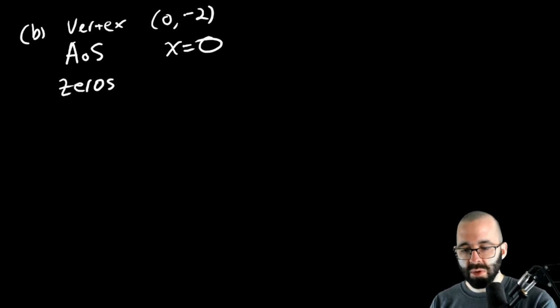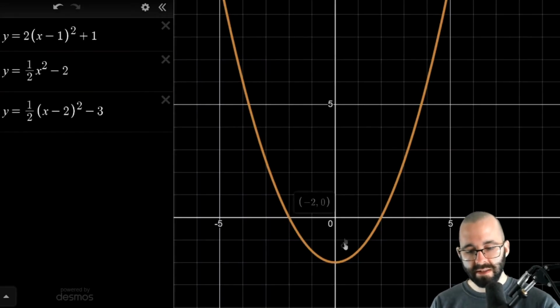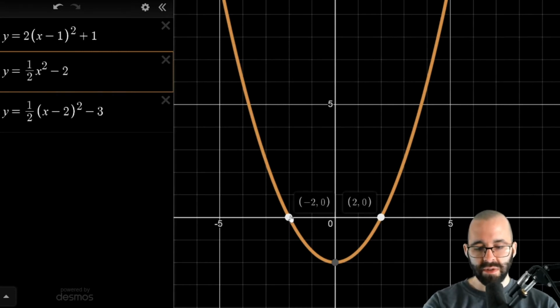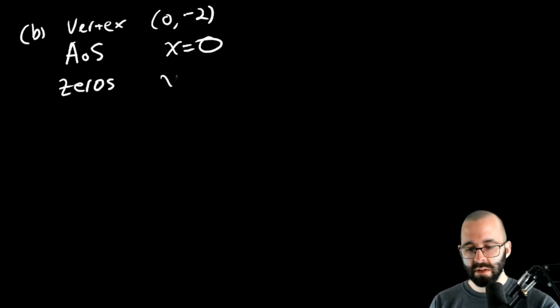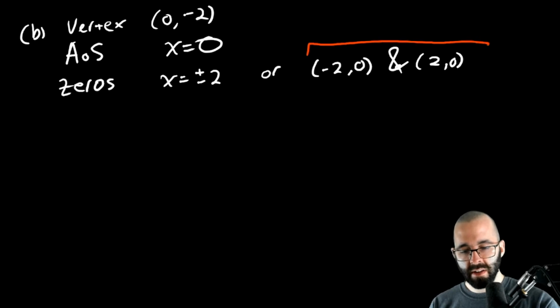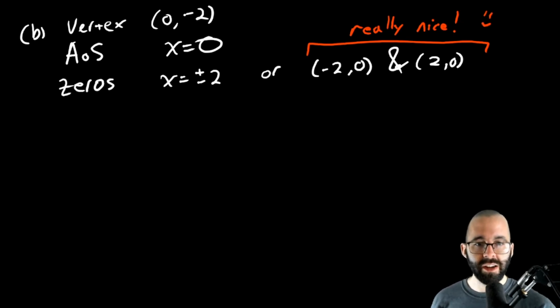The x-intercepts, or the zeros, I do have to look at the graph for that, where it crosses the x-axis. At x equals -2 and +2. You can also express these as points. That's even better. But I'm not going to make you do that. This right here is really nice if you did it that way. You might get a smiley face while I'm grading your quiz.